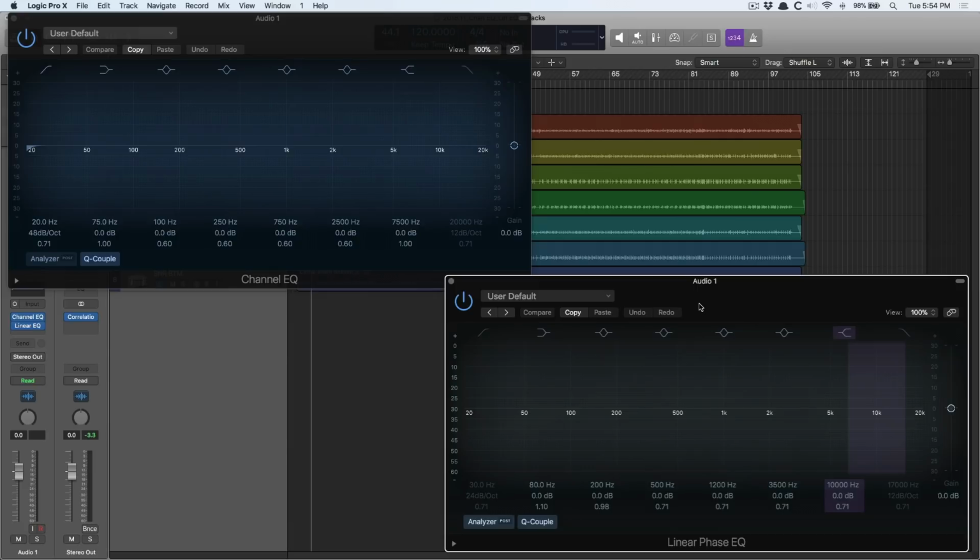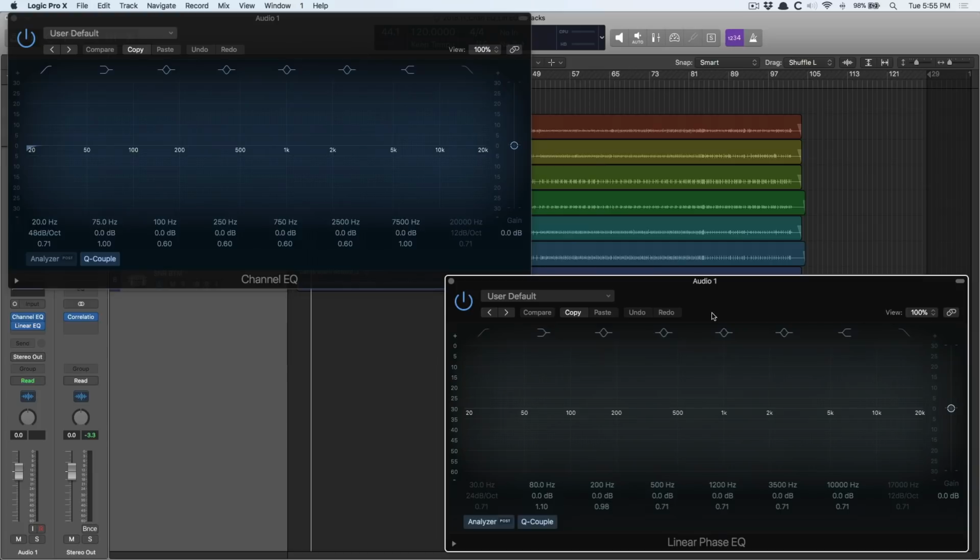Okay, even more questions. Why the heck would we ever use the linear EQ if it's just going to crush our Mac's resources? Well, while the channel EQ is lighter and more efficient, the linear EQ is a smoother, higher quality EQ. So of course, now, why would we ever use the channel EQ if this is a higher quality EQ? Well, this is the toss-up.